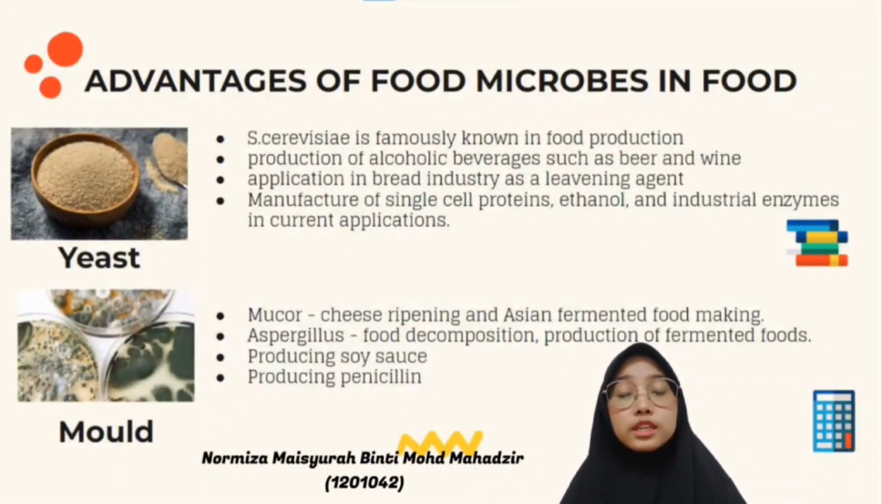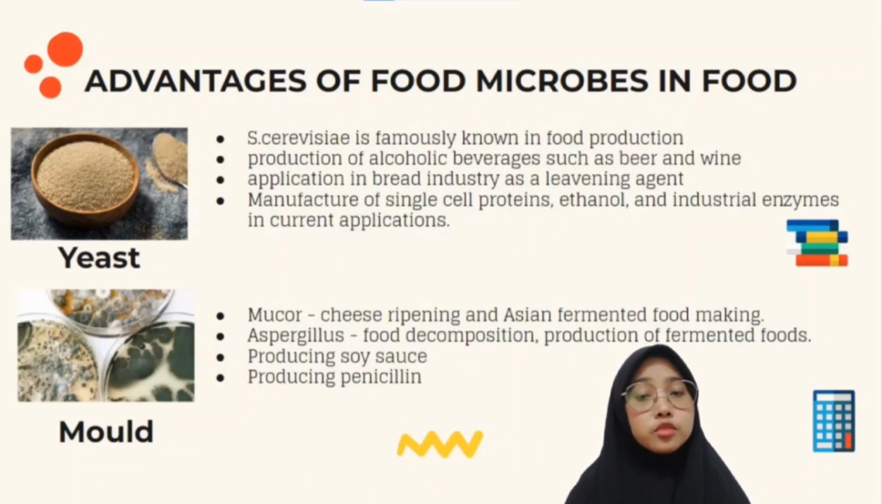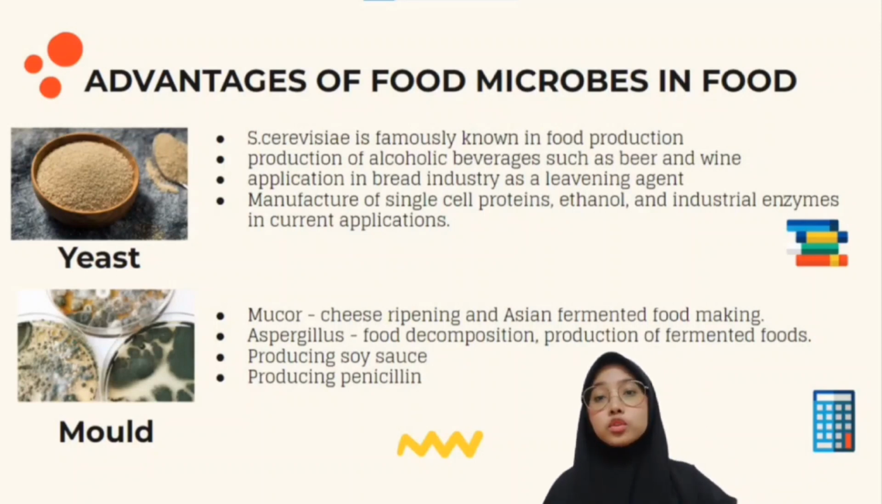So next, we go to the advantages of food microbes in food. So commonly, we know that microorganisms function to spoil the food, but they can also be used in the food industries. Food microbes have clearly been shown to give a lot of benefits to enhance the safety and the stability of different foodstuffs. Food microbes are being utilized for food preservation and food safety. So there are many examples of food microbes that give many advantages to food industries such as yeast and mold.